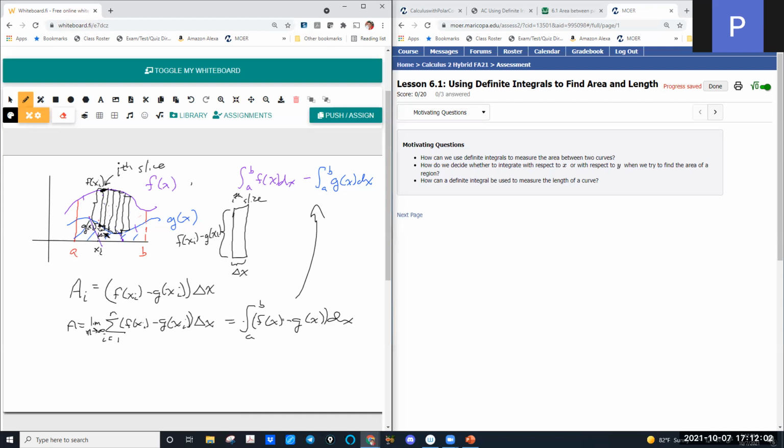Okay. Questions about this first one or about slicing so far?